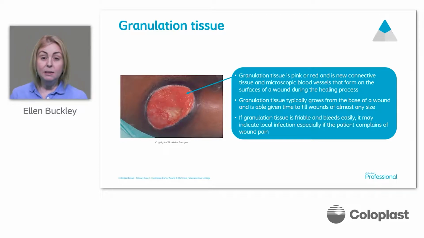Granulation tissue shouldn't bleed very easily. So if you've got granulation tissue which is what we call friable, or bleeds very easily, then that might be a sign that there's some infection happening for that patient, and therefore we would incorporate that into our treatment aims and management plan when we're selecting what dressings we're going to use.